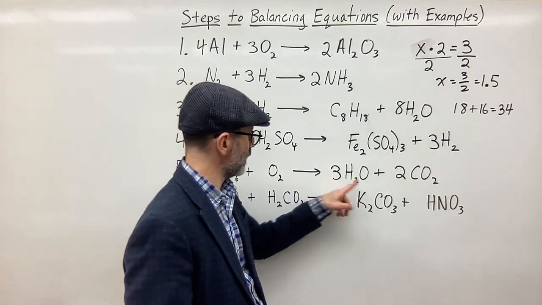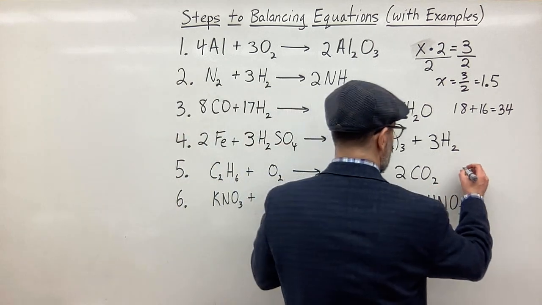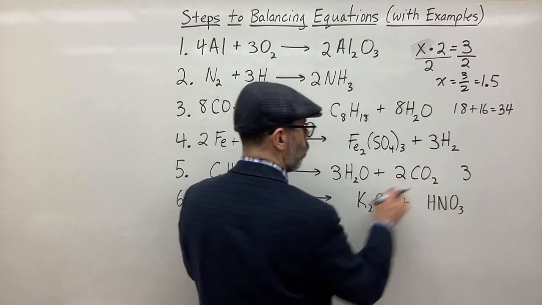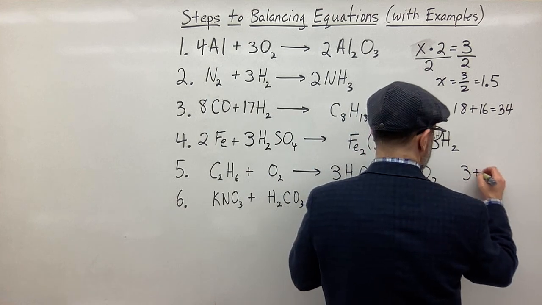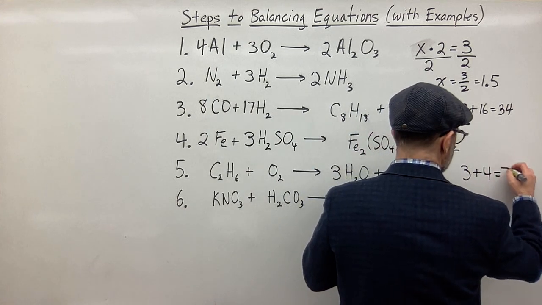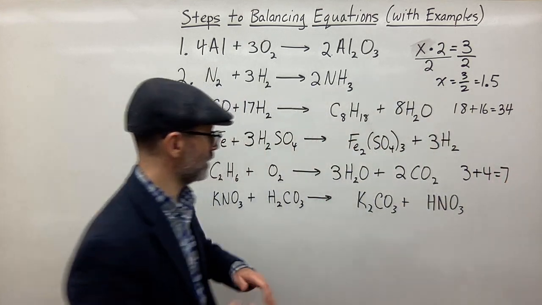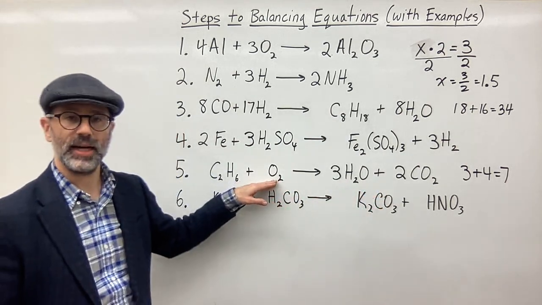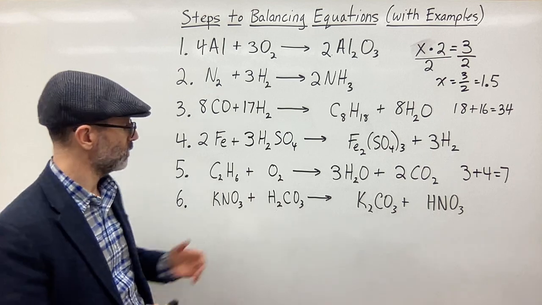Here I have 3 times 1 is 3 oxygens from the water. And I have 2 times 2 is 4 from the carbon dioxide. So that gives me a total of 7 oxygens on this side. I only have 2 on this side. So I can use a fraction.